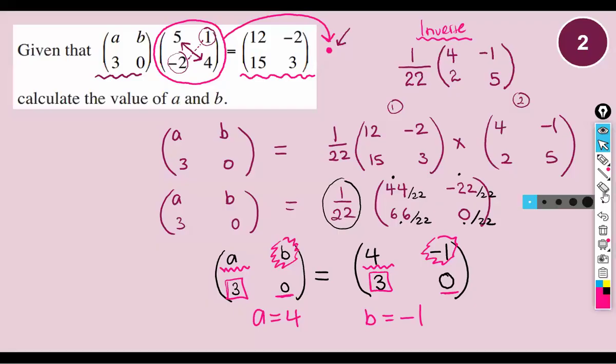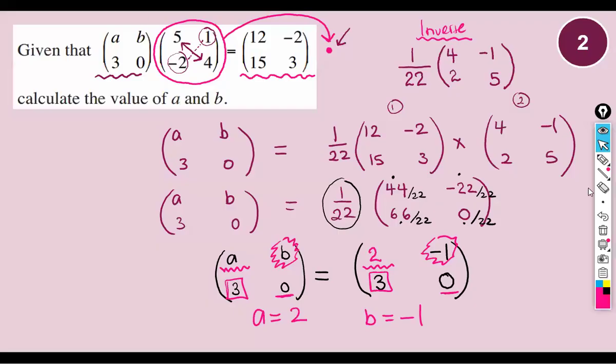I don't know what I was thinking. 44 divided by 22 is not 4. What am I thinking? 44 divided by 22 is 2. So that means A is not 4. A is 2. Right? So you guys were actually correct. And of course, if I make a mistake, feel free to say so.